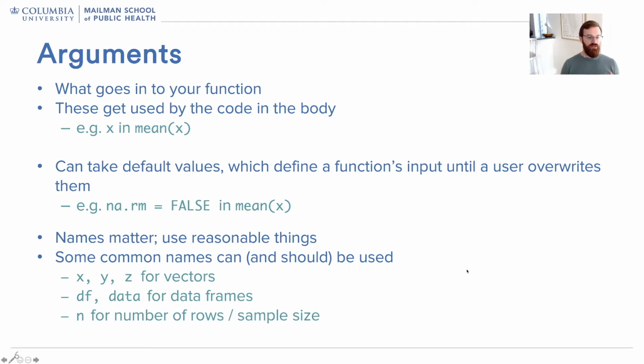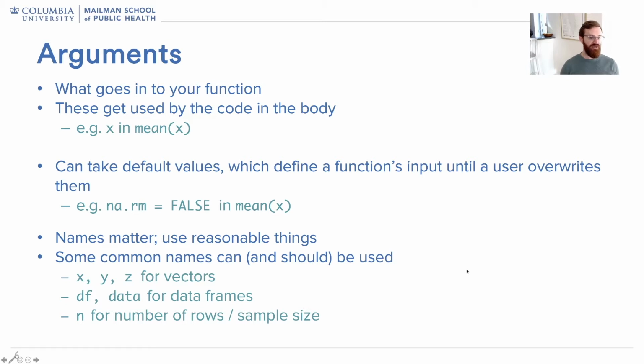All right, a little bit more specifically, the arguments are the things that go into the function, and these are inputs that are going to be used inside the body of the function, inside that code. Often, depending on the function, these take default values, and users can overwrite those if they need to. Sometimes you're just going to know you want na.rm to be equal to false. Sometimes you know you're going to want a pre-specified sample size in your function unless somebody does something different. Sometimes you want to have a default value, sometimes you don't. And when you're writing functions, that's going to be up to you.